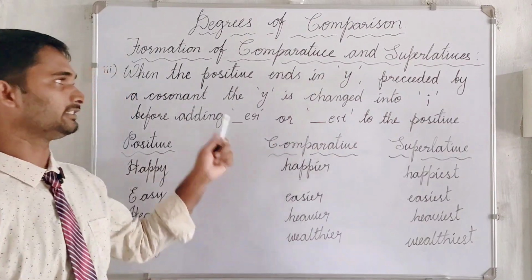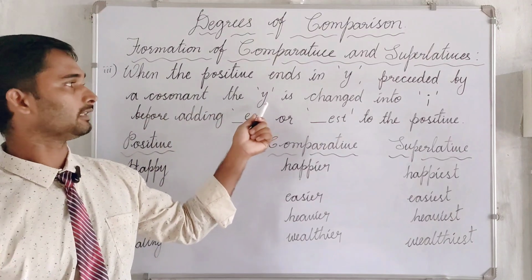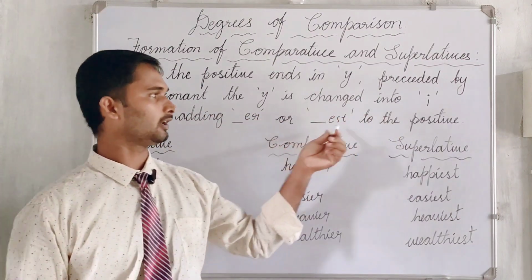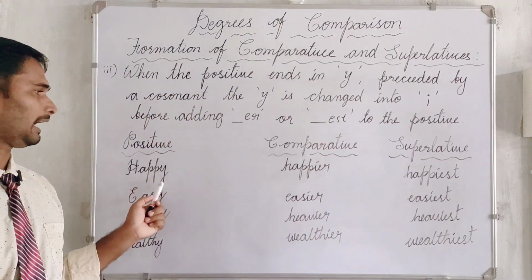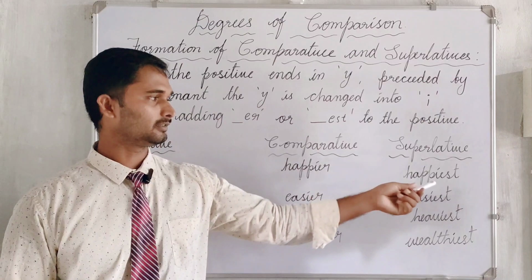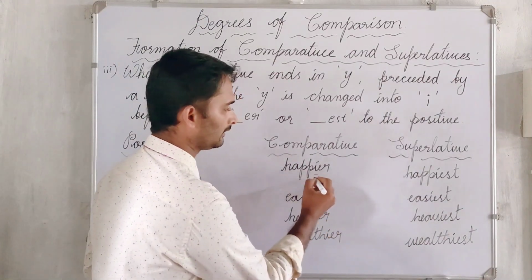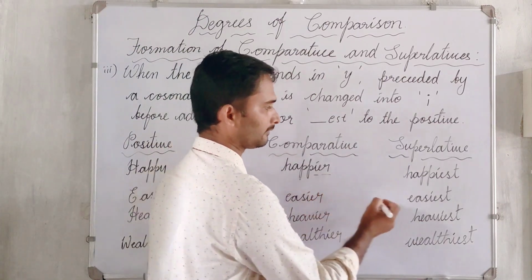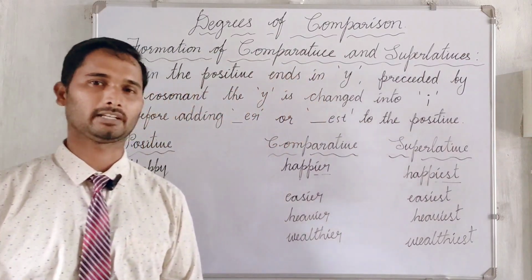When a positive adjective ends in y preceded by a consonant, the y is changed into i before adding er or est to the positive. Some examples. Happy, happier and the happiest. Here y is dropped, i is added and er is added to form the comparative. Here i is added and est is added to form the superlative degree.